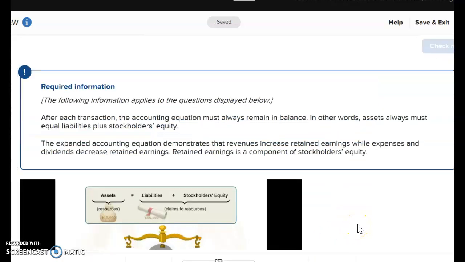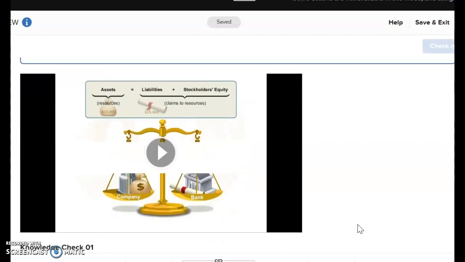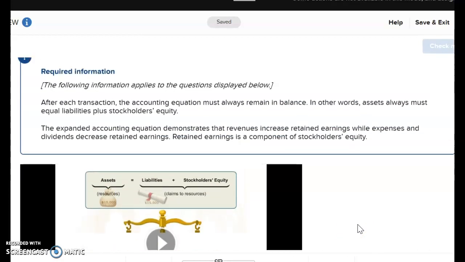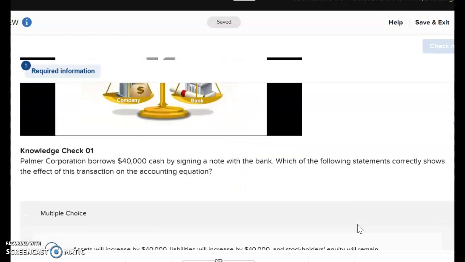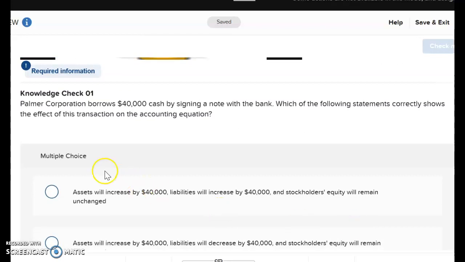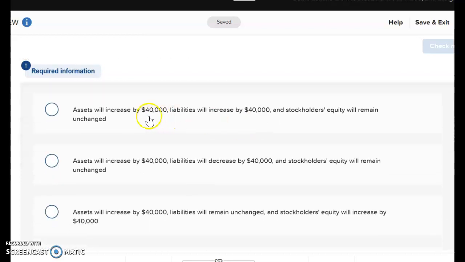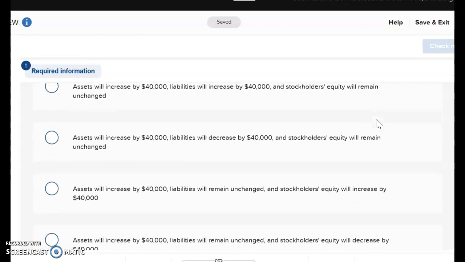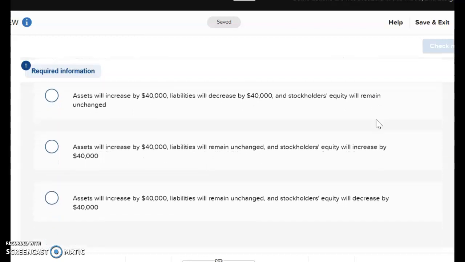Number 11. So this is giving you some information. It's going to ask questions, comprehension questions. So here's the first one. Palmer Corporation borrows $40,000 cash by signing a note with the bank. Which of the following statements correctly shows the effect of this transaction on the accounting equation? Assets will increase by $40,000, liabilities will increase by $40,000, and stockholders' equity will remain unchanged. And now there are the rest of your choices.